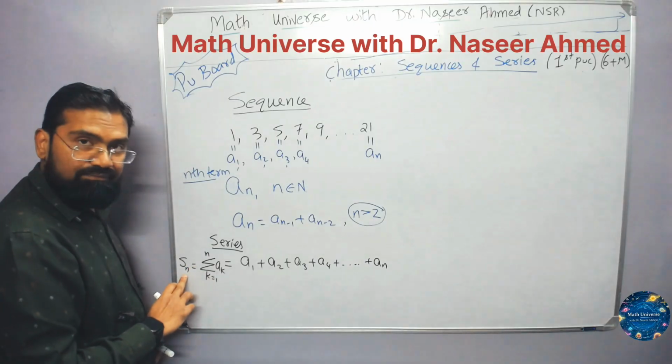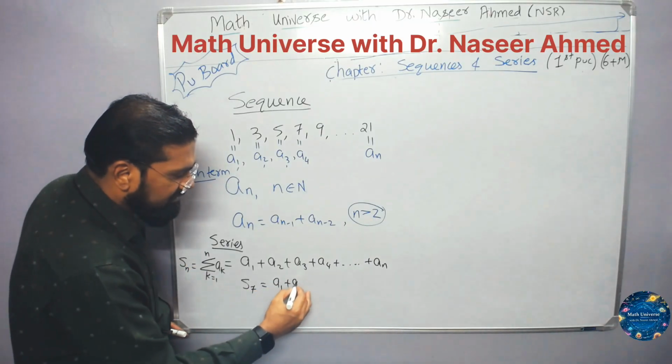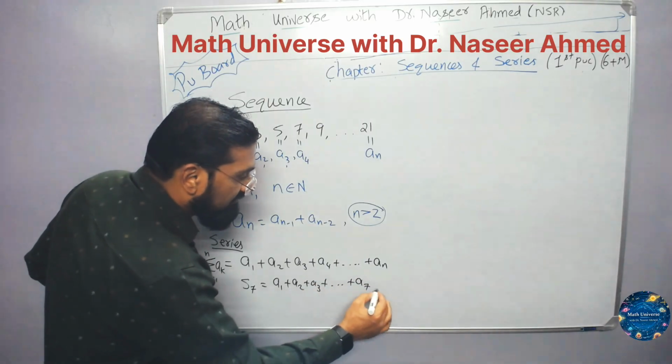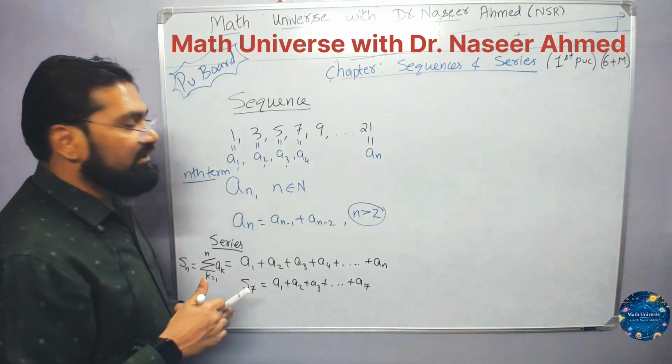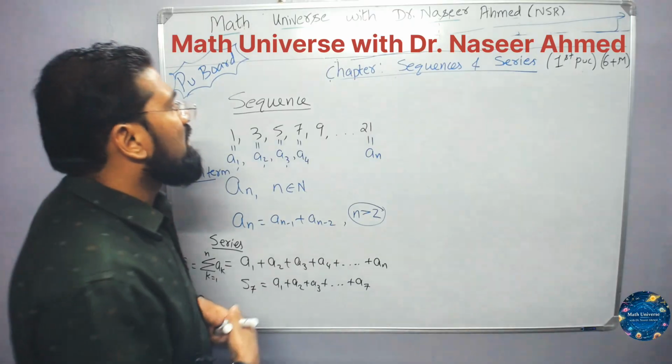If I write S7, what's the meaning? I am adding first term, second term, third term, up to where? Seventh term, because 7 is there. Always start from first. Now in this we have got types of sequence and types of series. Just finite and infinite.